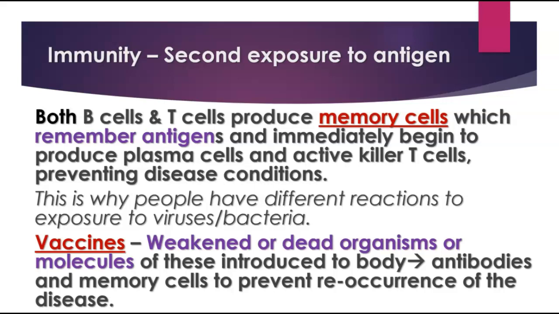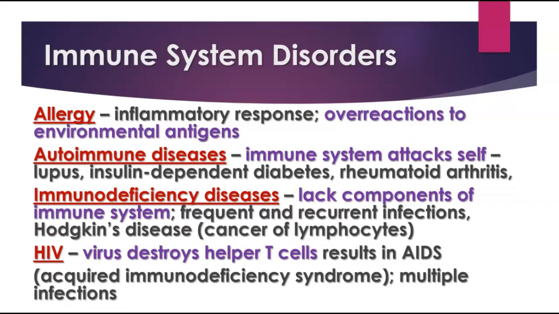Now, sometimes things go wrong in the immune system, and we end up with various immune system disorders. Some of these are more serious than others, but we can't talk about the immune system without talking about some of the disorders of the immune system. Allergies are one type of immune system disorder that most of us have. It's basically based on an inflammatory response, and it's an overreaction of your immune system to various kinds of antigens in the environment that should not be harmful, but your body thinks they might be. Things like pollen and dust and things like that.